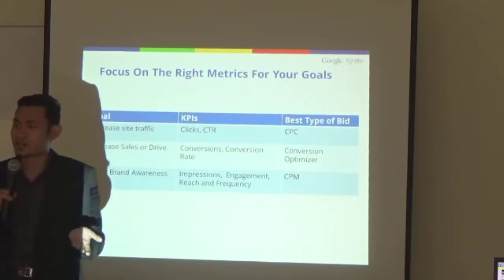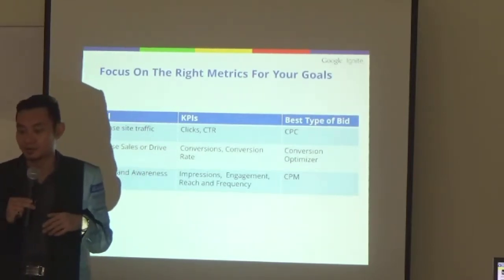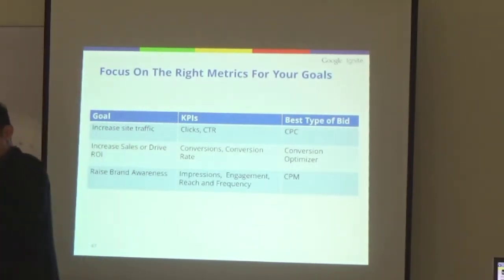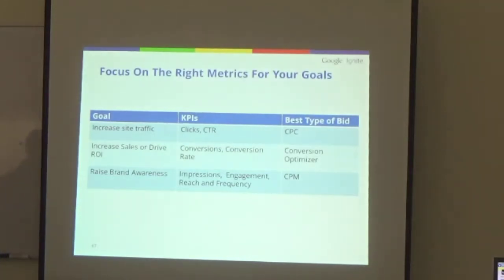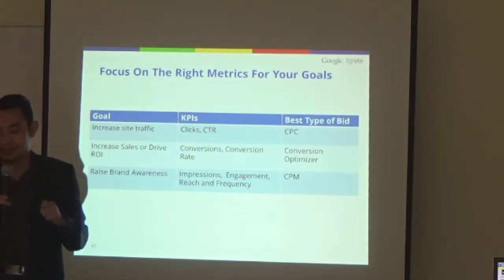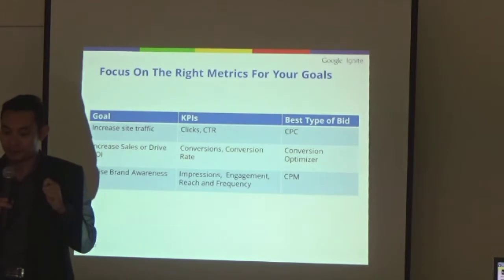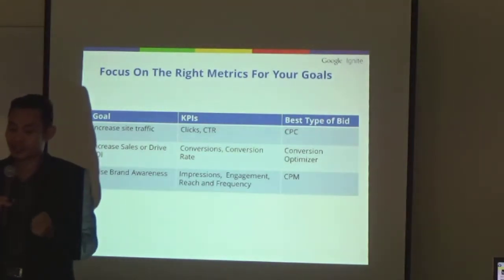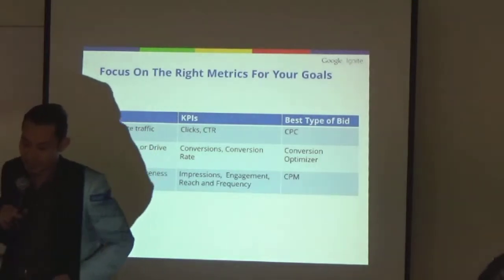Again, these are basic stuff, but I have to put this slide in about having the right goals before even starting, and the metrics as well. For example, if your goal is increased traffic, your KPIs will be clicks and CTR, and the best bidding type will be CPC.